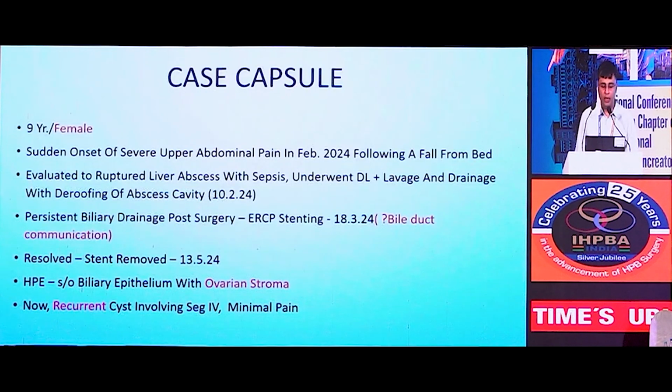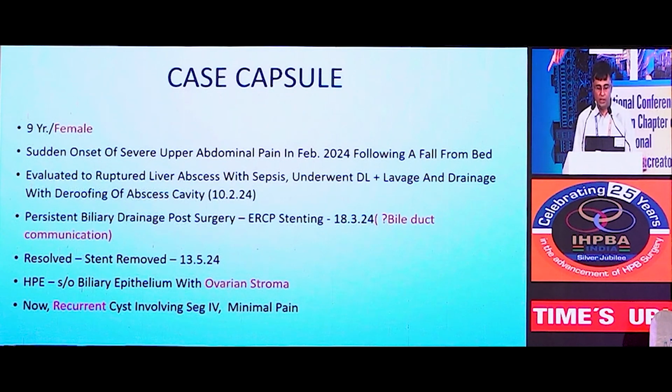Now, in the end, I'd like to give you a case capsule. That patient came to us last month. So this was a 9-year-old female child who had a history of sudden onset of severe abdominal pain 1 year back, which followed a fall from bed. She was evaluated outside in a different institute and diagnosed to be having ruptured liver abscess with sepsis, for which she underwent diagnostic laparoscopy followed by lavage and drainage with deroofing of the abscess cavity.